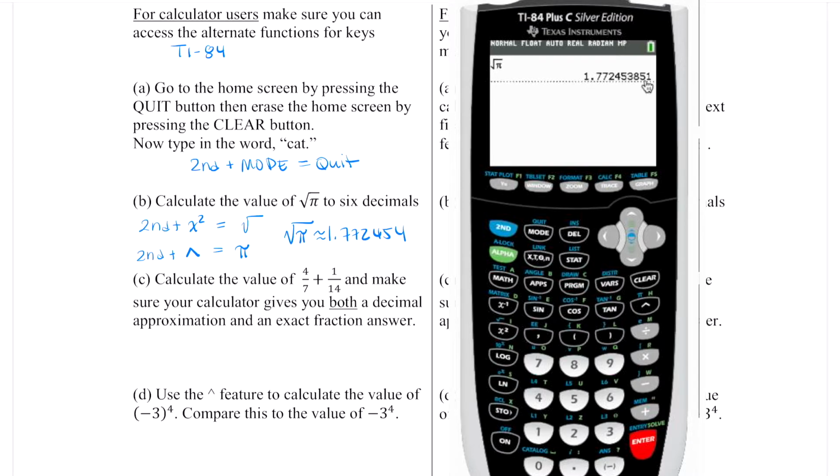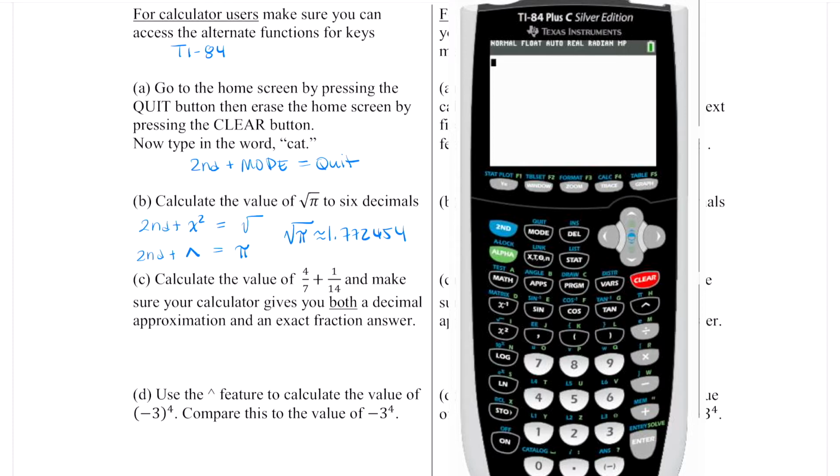And if you notice, I went ahead and rounded up because I have a 3 here, and then there's an 8 right next to it, so that means I need 4 here since this number is larger than 5. And those are just rounding rules that you should all be familiar with by now. Okay, let's look at part C. Before we look at part C, let's clear our screen again. Let's go ahead and calculate the value of 4/7 plus 1/14 and make sure our calculator gives us both a decimal approximation and an exact fraction.